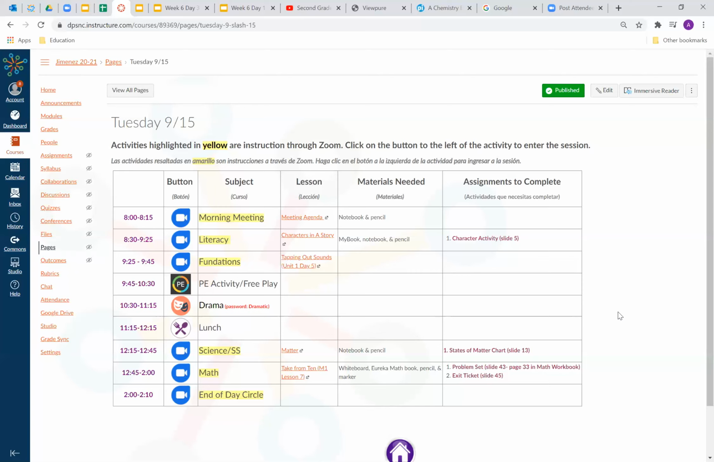If this still doesn't make sense or you have any questions, please let me know. But please make sure you're checking ClassTag. I will make sure I tell you which assignments need to be taken a picture of and where you can locate them, whether they're in their math book or in their student notebook.